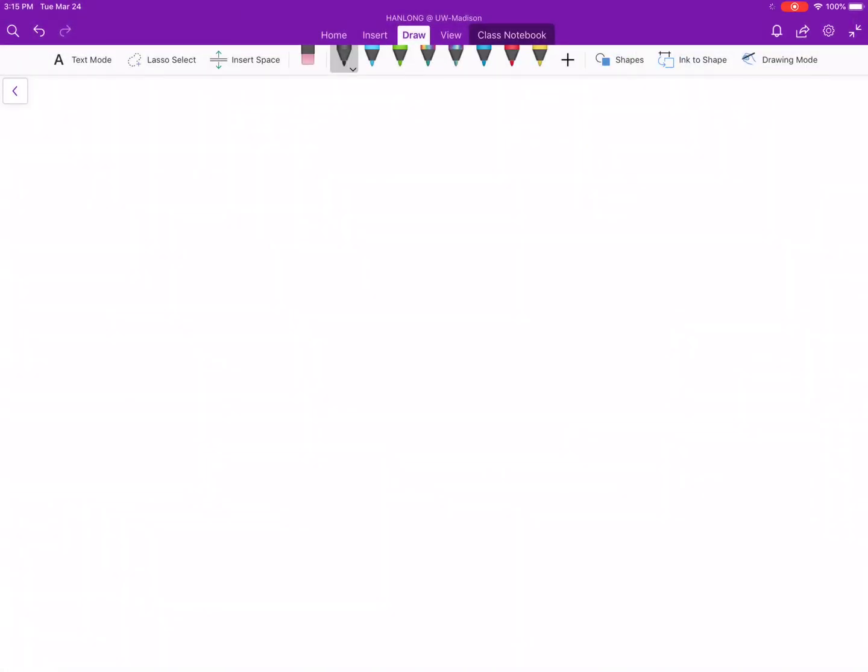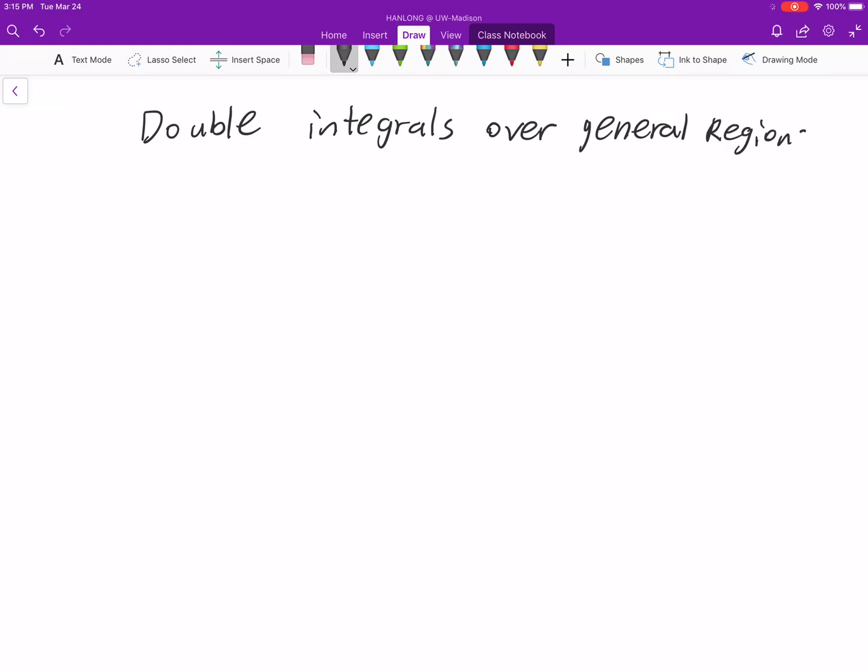Okay, let's continue the double integral. And we will continue the study along previous lecture for more general regions. That means type 1 region and type 2 region. So first, let's look at the following example.